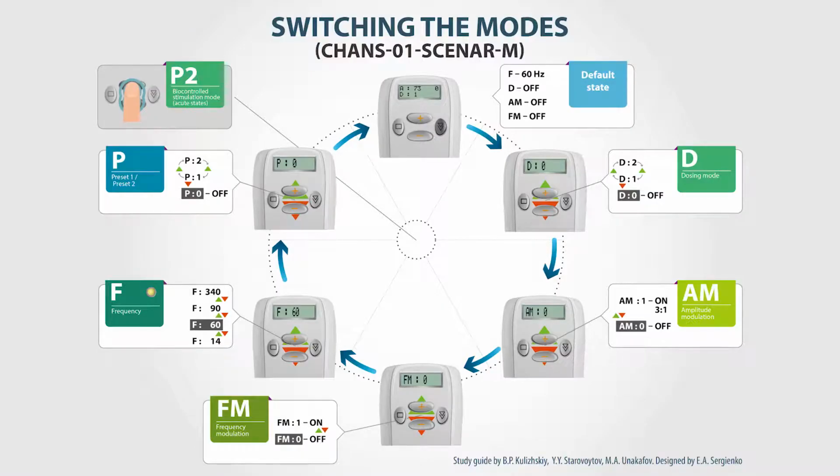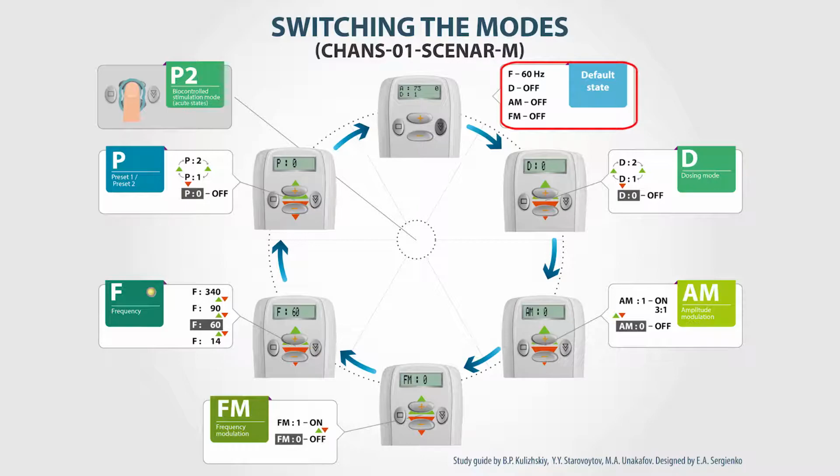After it is switched on, the Scanner 01M device is always in its default state. The default state means that the set frequency is 60 Hz, and the frequency modulation, the amplitude modulation, and the dose modes are switched off.